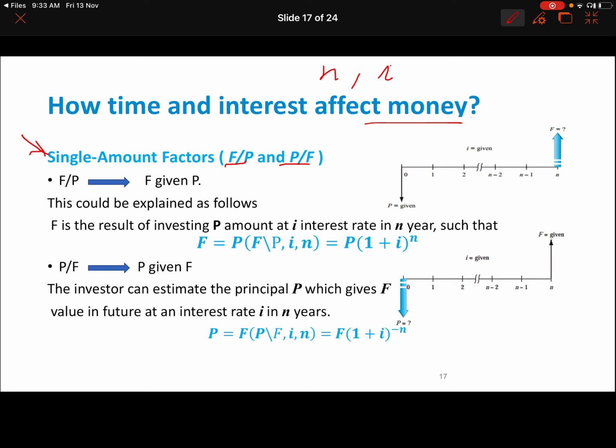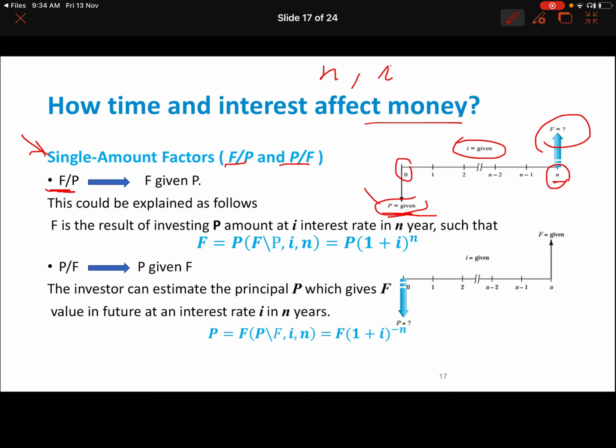Now, we move to learning how to get the equivalent of P to F, or F to P, how to estimate P from F or F from P. How to change the cash flow from the principal I have at 0 to its equivalent at N. If I have P, I can obtain F, which means if I have money right now and I deposit it in a bank at interest rate I, and I would like to know what I should have after n years, I just use F given P.